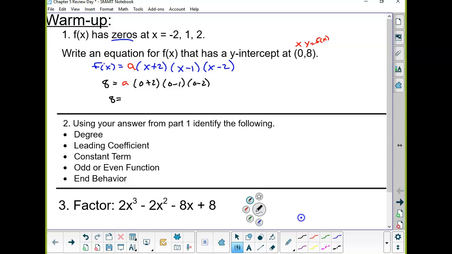So however much work you need to show here, but I've got 2 times negative 1 times negative 2. Well, that's going to give me a positive 4, and then we'll multiply that by a, and I'll just divide both sides by 4, and I end up with a is equal to 2.